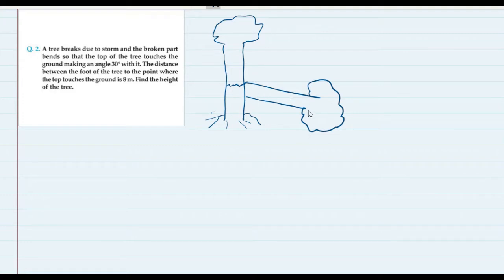तो ये ट्री जो ग्राउंड के साथ एंगल बना रहा है, ठीक है, द एंगल दिस ट्री इज मेकिंग विद द ग्राउंड इज हाउ मच? इट इज 30 डिग्री. ठीक है, द डिस्टेंस बिटवीन द फुट ऑफ द ट्री टू द पॉइंट वेयर द टॉप ऑफ द ट्री टचेस द ग्राउंड इज 8 मीटर. मतलब ये फुट ऑफ द ट्री से ये टॉप ऑफ द ट्री जहां पे ग्राउंड को टच कर रहा है, ये डिस्टेंस 8 मीटर है. फाइंड द हाइट ऑफ द ट्री, ओरिजिनल हाइट ऑफ द ट्री यू हैव टू फाइंड.